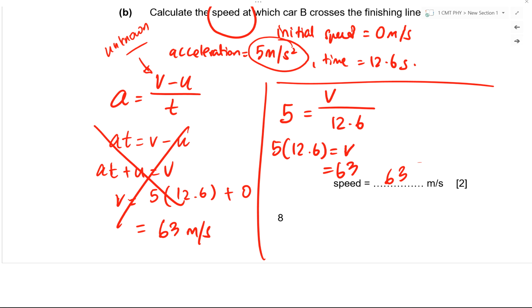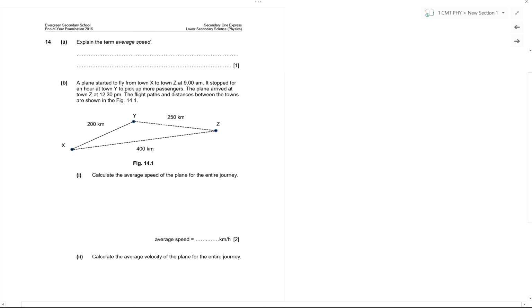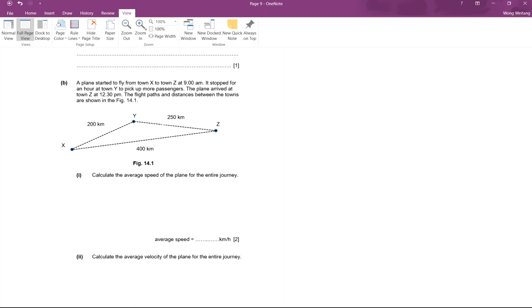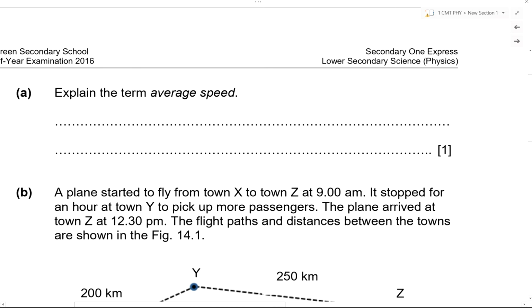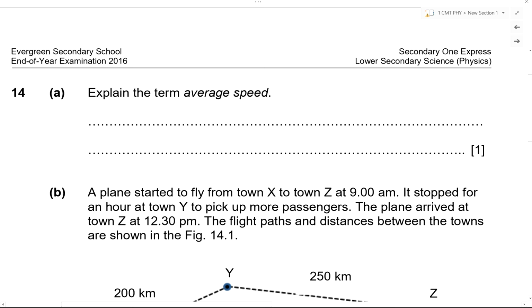So I believe that's all for this question. Oh no, next part. Explain the term average speed. Before we explain what average speed is, I need to realize that this is a definition kind of question. It could be defined average speed. Then I always tell you that there is a definition, there is also a formula. What is the formula for average speed?